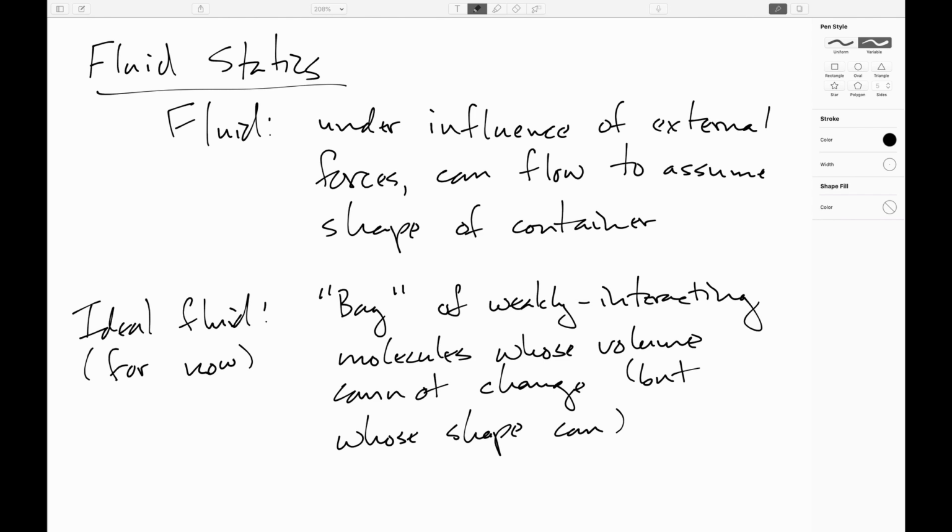But it is actually the case that a glass is an example of a solid. It doesn't flow no matter how long you wait.